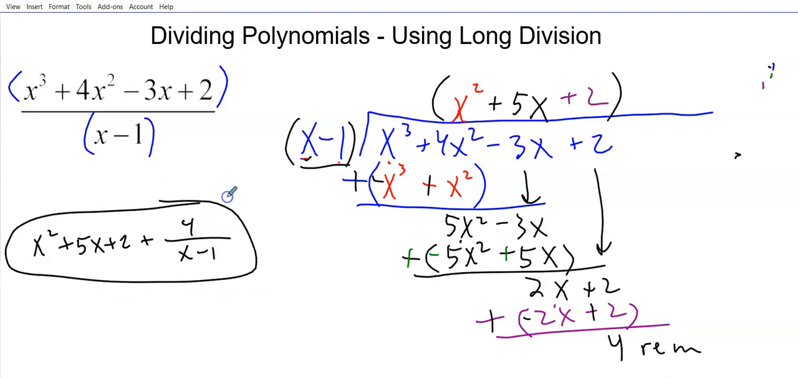And that's our answer if we divide those two polynomials. There is a remainder, which means this x minus 1 is not a factor. If the remainder was 0 here, it would be a factor, but it's not. So it does not divide nicely into that polynomial.